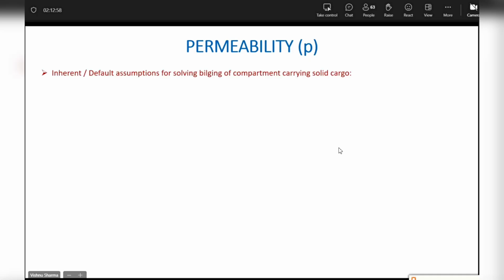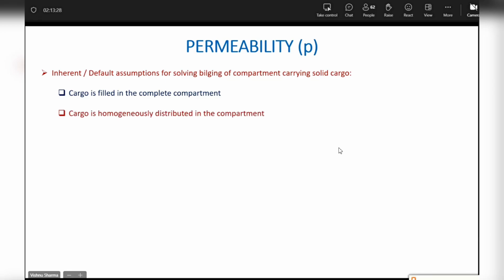Inherent assumptions for solving the bilging compartment carrying solid cargo are: number one, the cargo is filled in the complete compartment. That means from side to side, forward to aft, bottom to top, the compartment is completely full of the cargo. Otherwise, somebody has to say up to what height the cargo is given, which is not usually given to us. So we shall assume that the cargo is completely filling the compartment.